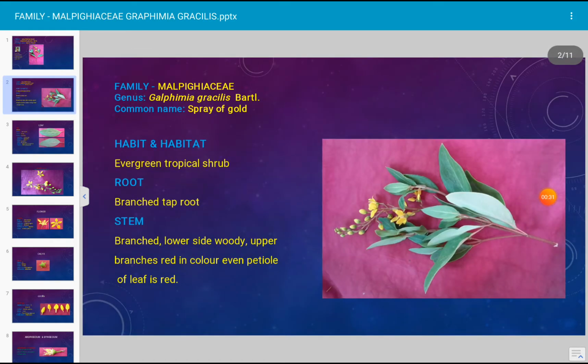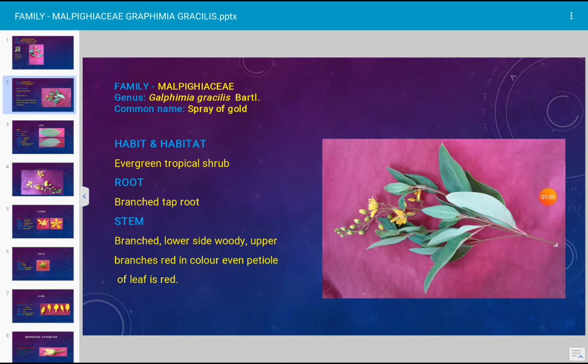And how is the habit and habitat of this plant? Its common name is spray of gold. It is an evergreen tropical shrub and very commonly grown in gardens because of its beautiful flowers. It is very common in warm regions of the world, and it is an ornamental plant with beautiful flowers. Next slide. How is the habit?